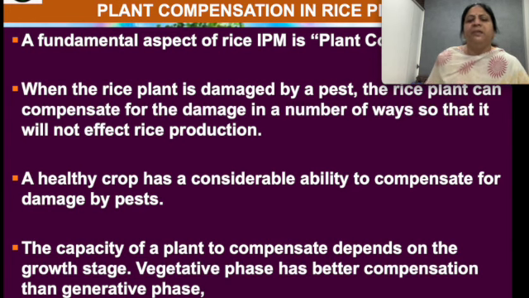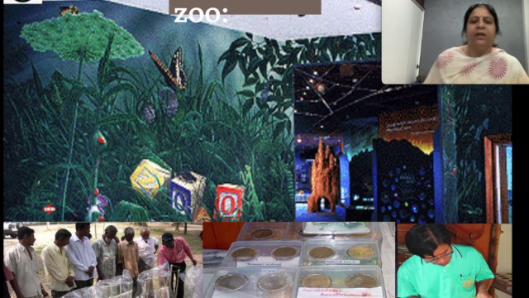The plant compensation abilities are to be observed, whether the plant can compensate the damage caused by the insects or not. An insect zoo also can be arranged, that is, live insects can be kept to identify the pests and defenders and to explain to the participants.